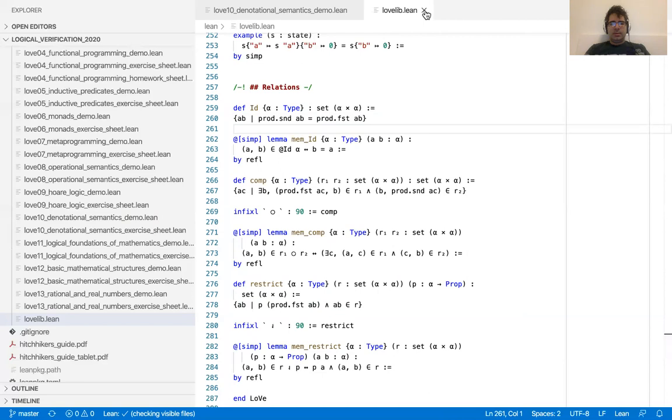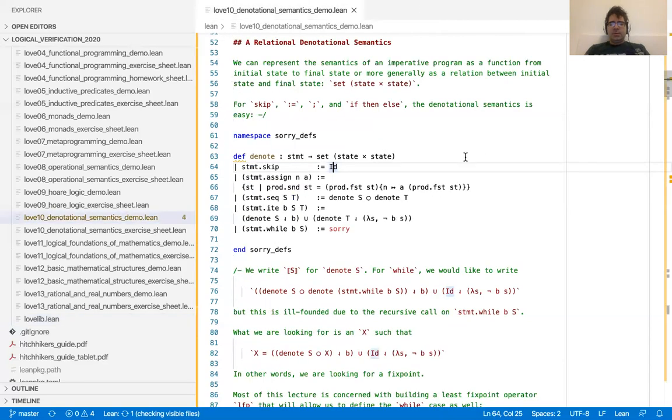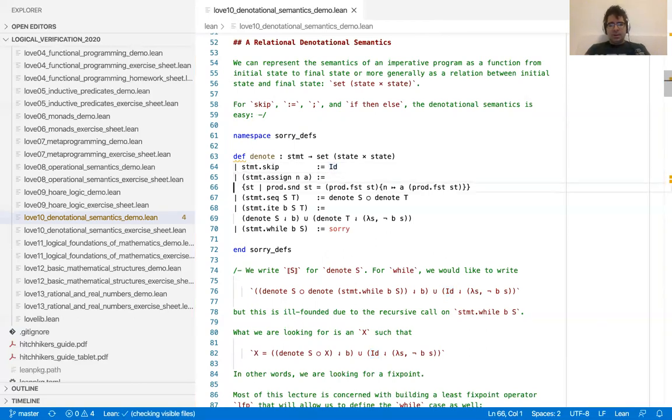Okay, let's go back to where we were. So skip says, well, whenever you're in a state before, you're in the same state after. Nothing happens. That's quite natural. Assign is the set of pairs of states, (s, t), right? Where the first state is s and the second state is t, at least in our mental model. And the idea is that t should be equal to s, where you perform a little update, where you say that n is updated to be the value of a in s, right? So that's the semantics of assign.